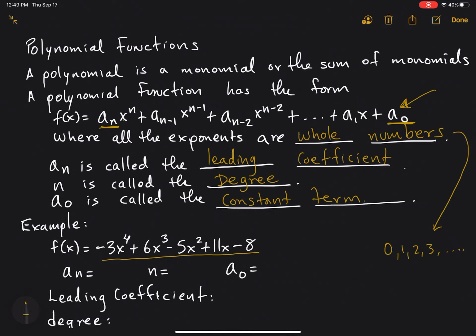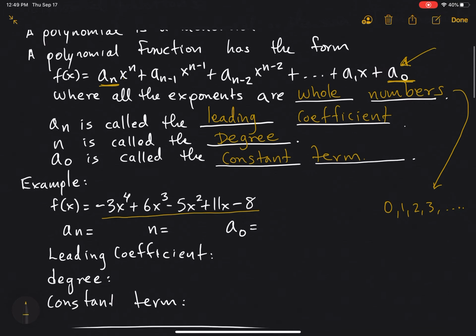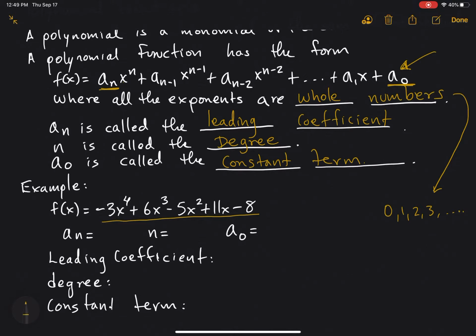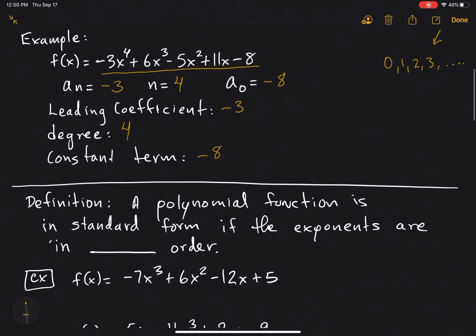In our example down here, please pause the video and write this down on a piece of paper. a sub n, the number in front of the x with the highest exponent, is negative 3. n, the biggest exponent, is 4. And a sub 0, the constant term, is negative 8, the number with no x. So the leading coefficient is negative 3, the degree is 4 because it's the biggest exponent, and the constant term is negative 8. This is the kind of vocabulary we're going to be dealing with the whole chapter, so make sure you are familiar with it. Please pause the video and copy this down.